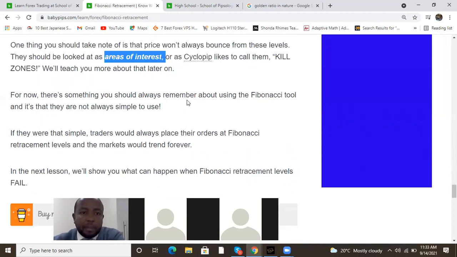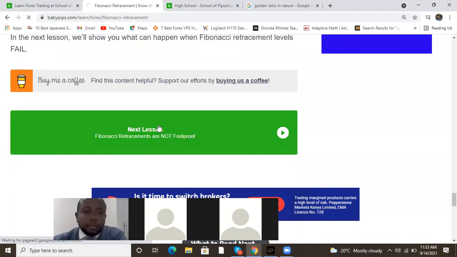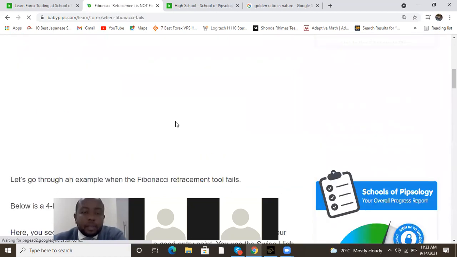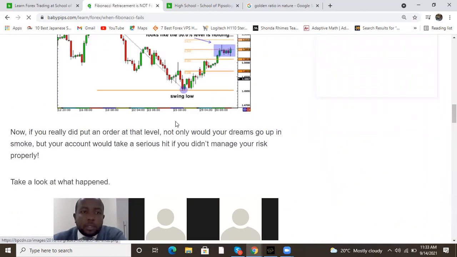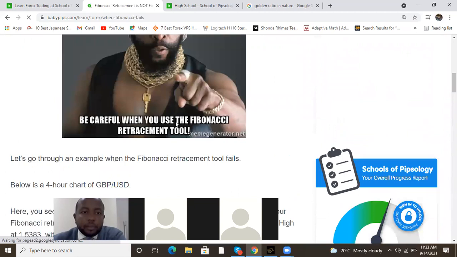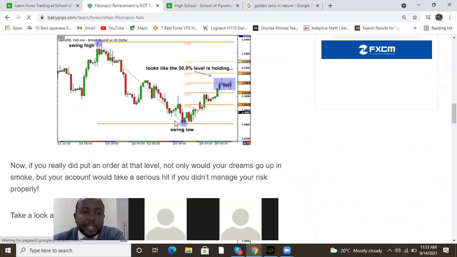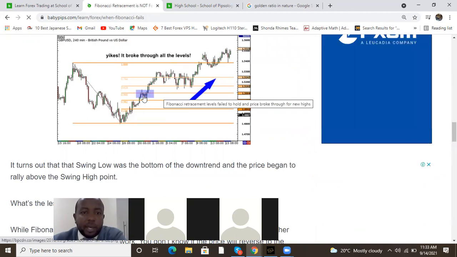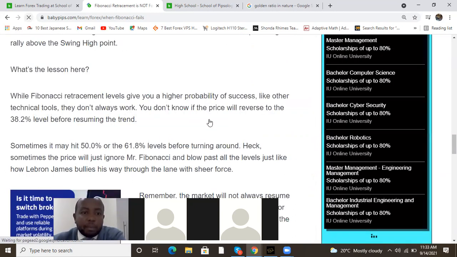There's something you should always remember about using the Fibonacci tool: it's not always simple to use, and it is not foolproof. What does that mean? Let's have a look. Just because someone is looking at this level, it cannot be guaranteed. This is another example. Here some people would be selling, but you see the price broke up and continued rallying up. So let's keep going.